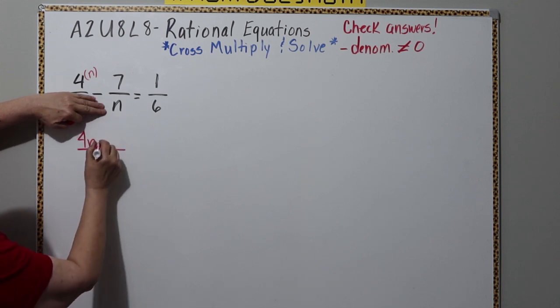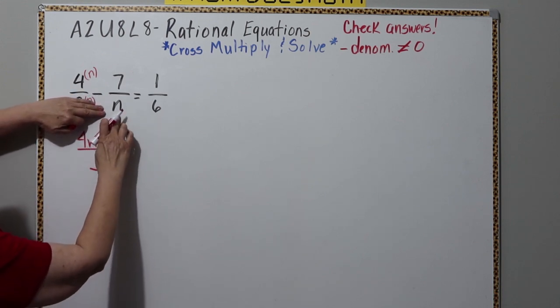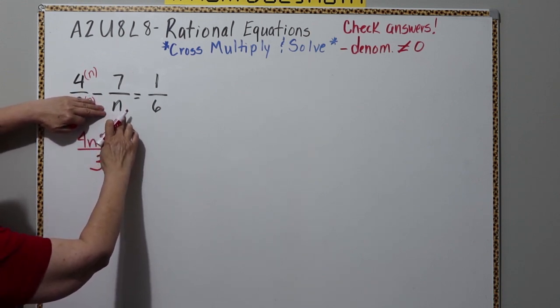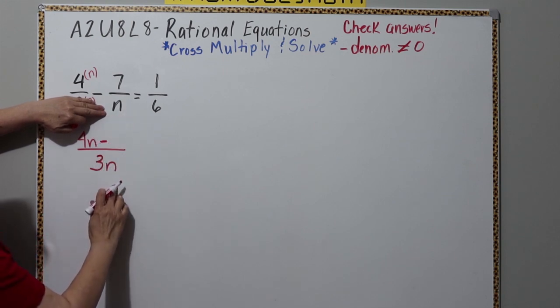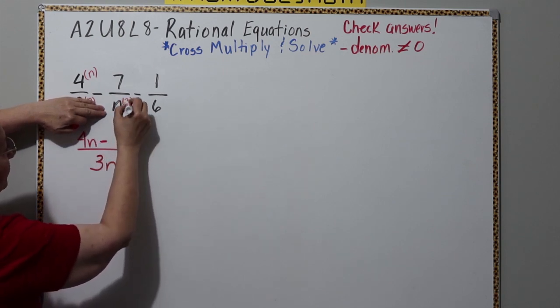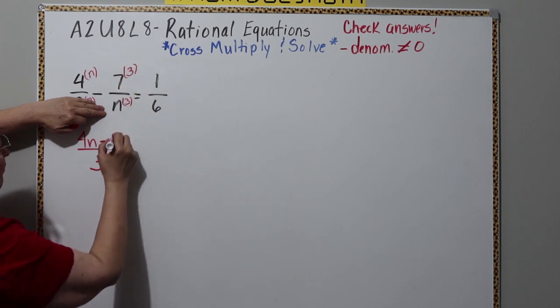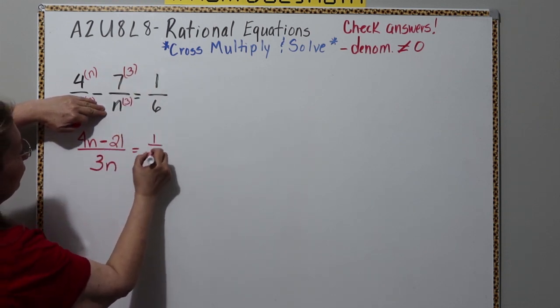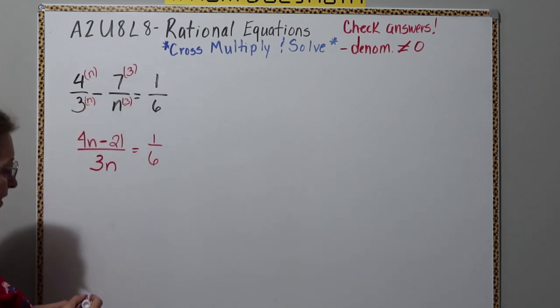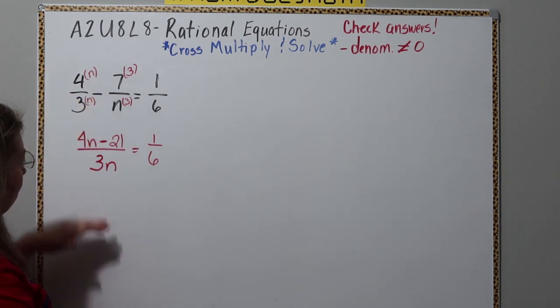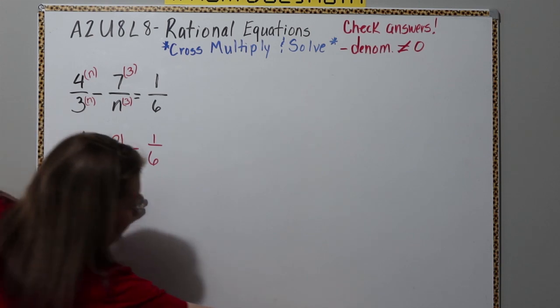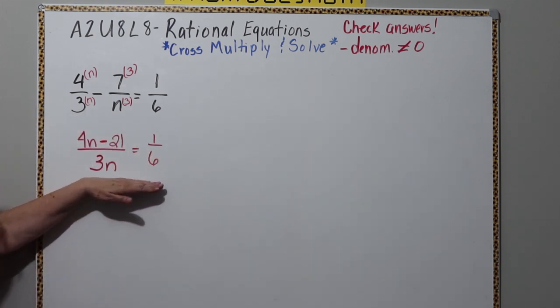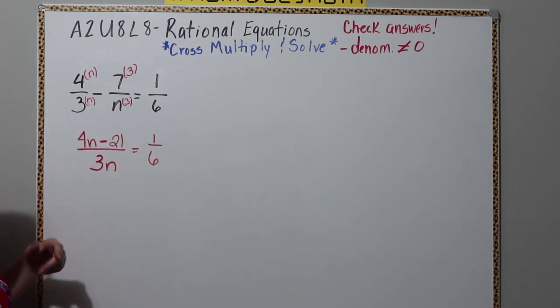Now I come over here, it's going to be minus because this is minus. N, I started with n. What did I do to n to get the new denominator? I multiplied it by 3, so I have to multiply the top by 3. That gives me 21. I'm not going to do anything to the 1/6 right now. But this does create an equation that I can cross multiply and solve now.